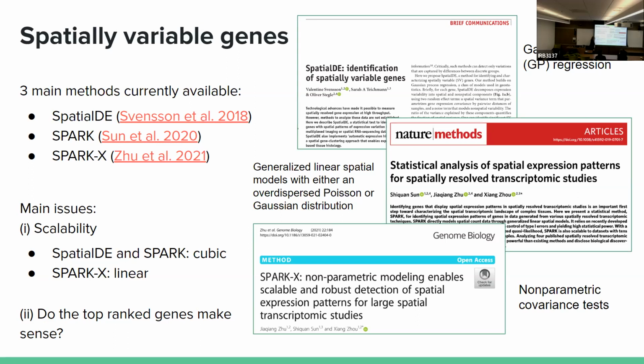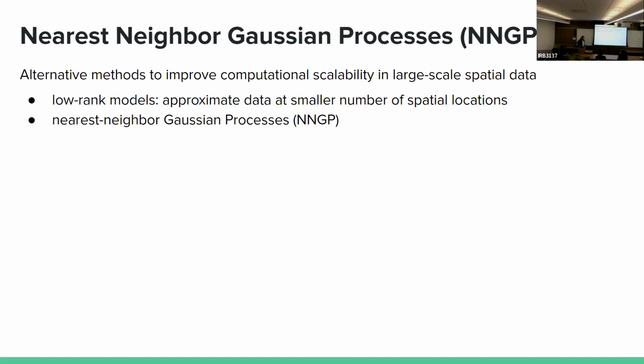And then I will also say we found issues with a lot of these in terms of the genes that they return; they don't make a lot of sense. So we decided to look at the field of spatial statistics and ask, how can we make this faster? There's an approach called nearest neighbors Gaussian processes that allows you to basically make Gaussian processes much faster. There are a couple of ways to make Gaussian processes faster.